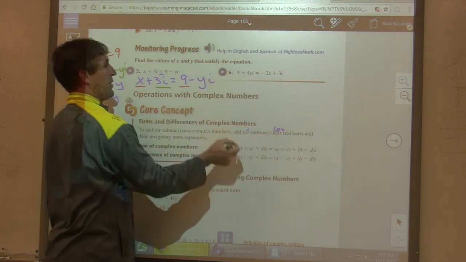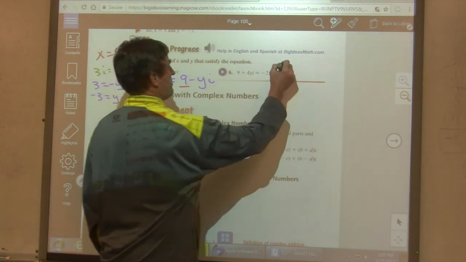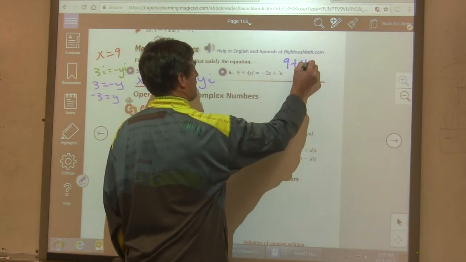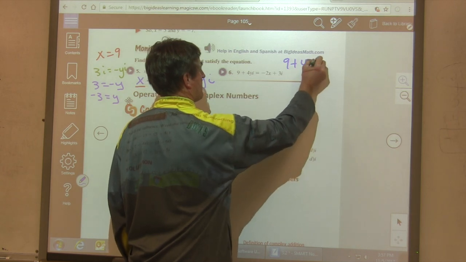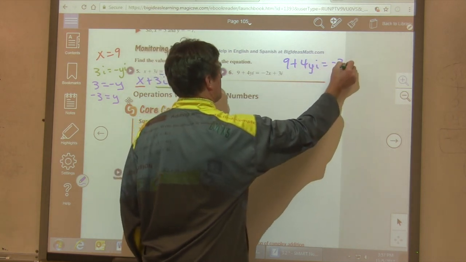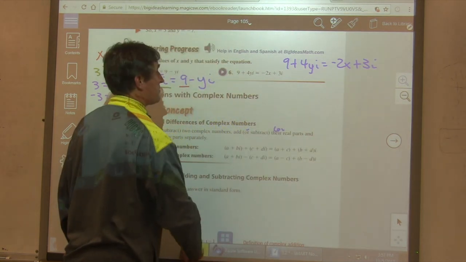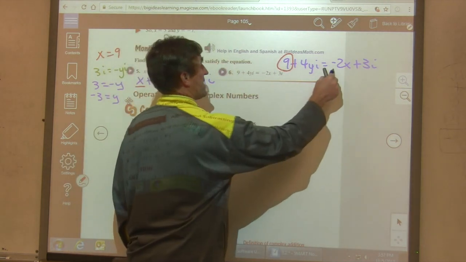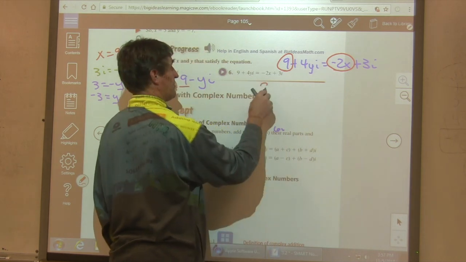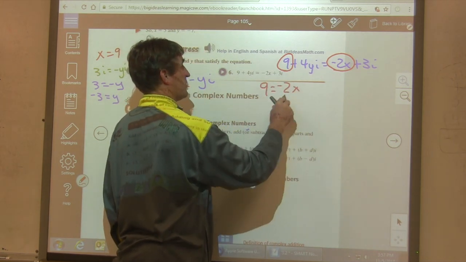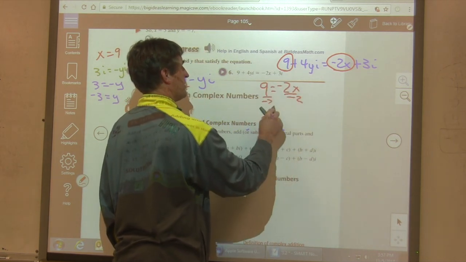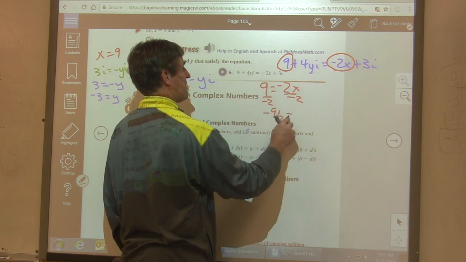And if we look at this one, the real part, 9 plus 4yi equals negative 2x plus 3i. So the real part, 9 has to equal negative 2x. So we divide by negative 2. So negative 9 halves equals x.